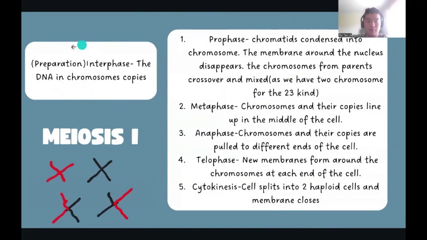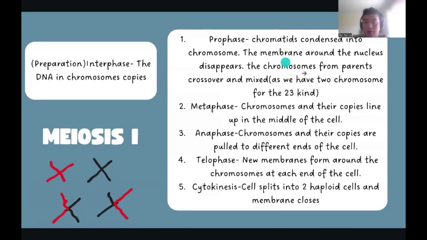Meiosis is a similar process to mitosis, but it has two rounds of stages. So prophase: chromatids condense into chromosomes and the membrane around the nucleus disappears. The chromosomes from the parents cross over and mix, as we have two chromosomes for the 23 kind.